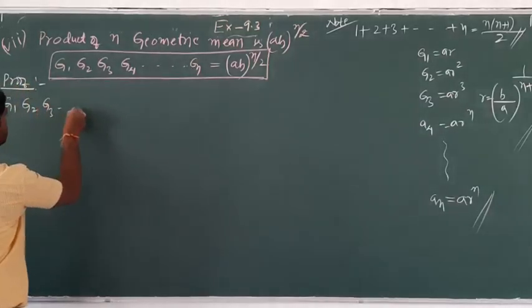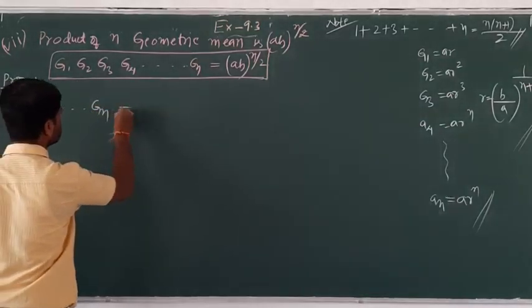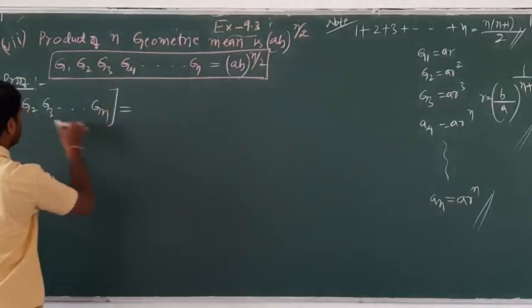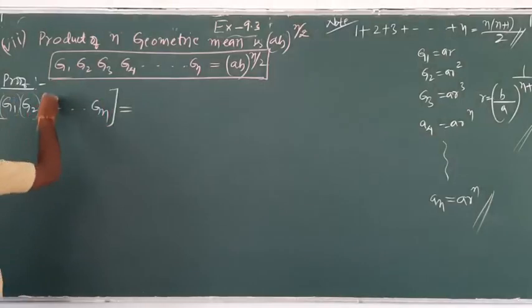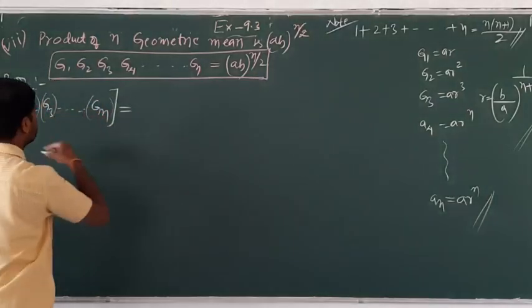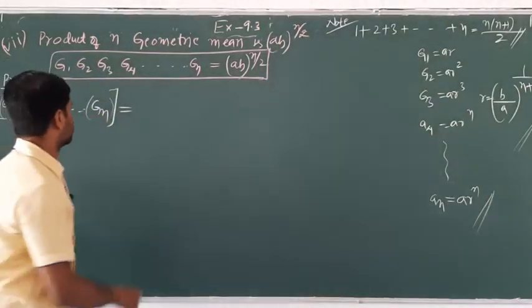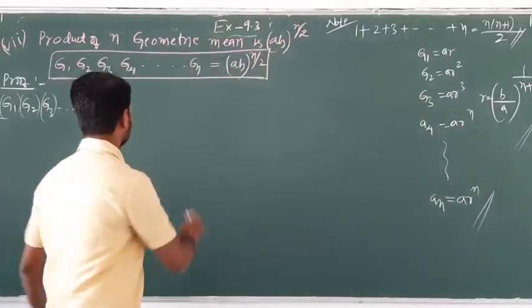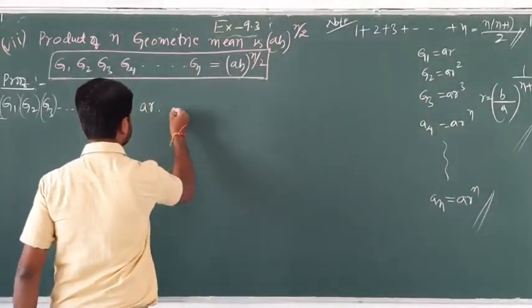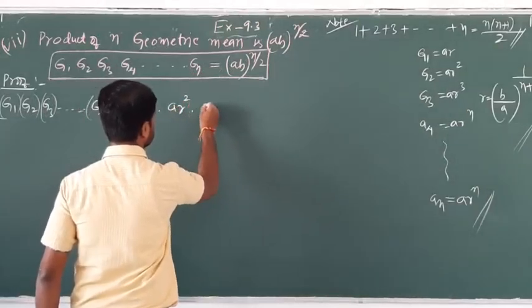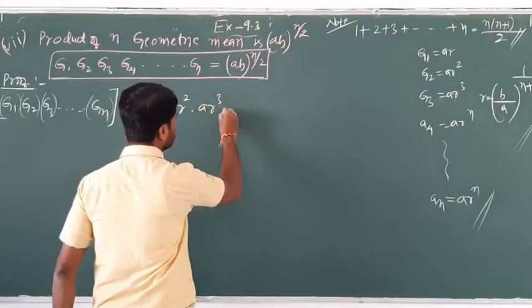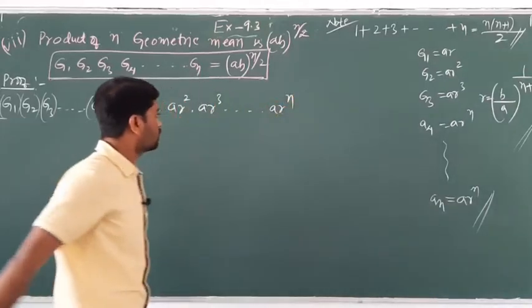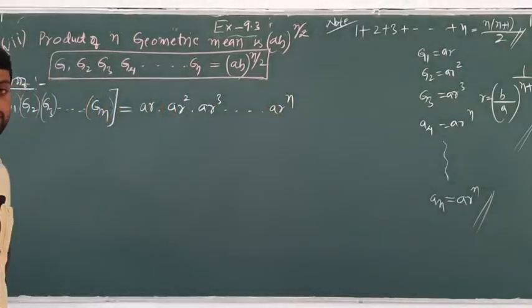Let us prove it. G1, G2, G3 up to Gn, the product of the geometric means. What is G1? Tell me first. Yes, AR. Next, AR square. Next, AR cube. Next, up to so on, A into R power of n.